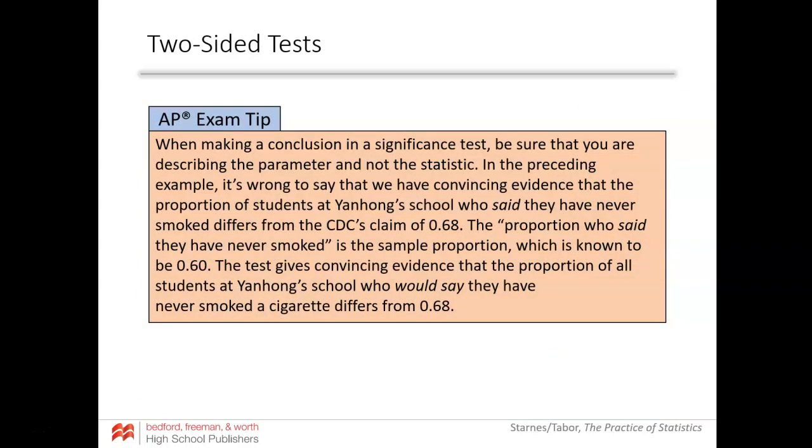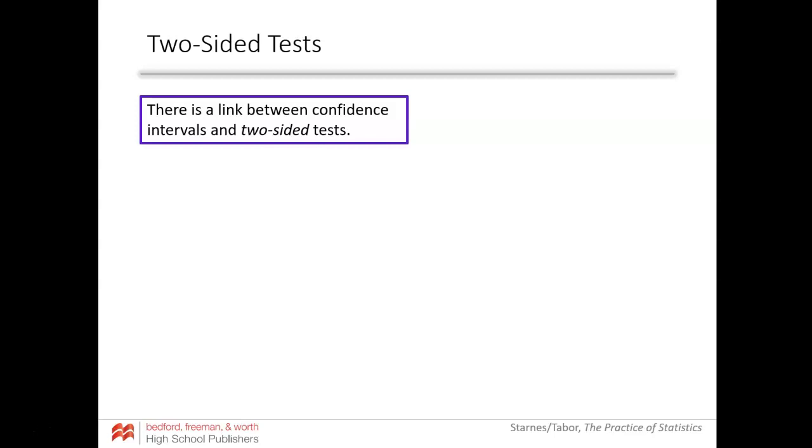When making a conclusion in the significance test, be sure that you are describing the parameter and not the statistic. In the preceding example, it would be wrong to say we have convincing evidence that the proportion of students at the school who said they never smoked differs from the CDC's claim. Because if you say they said they never smoked, you're referring to a sample proportion. But that's not what we were making a claim about. We were making a claim about her entire school, which we didn't sample everybody. So we have to make sure that they say it gives convincing evidence that the proportion of all students at the school who would say they have never smoked. I know that sounds super picky. It just is what it is.